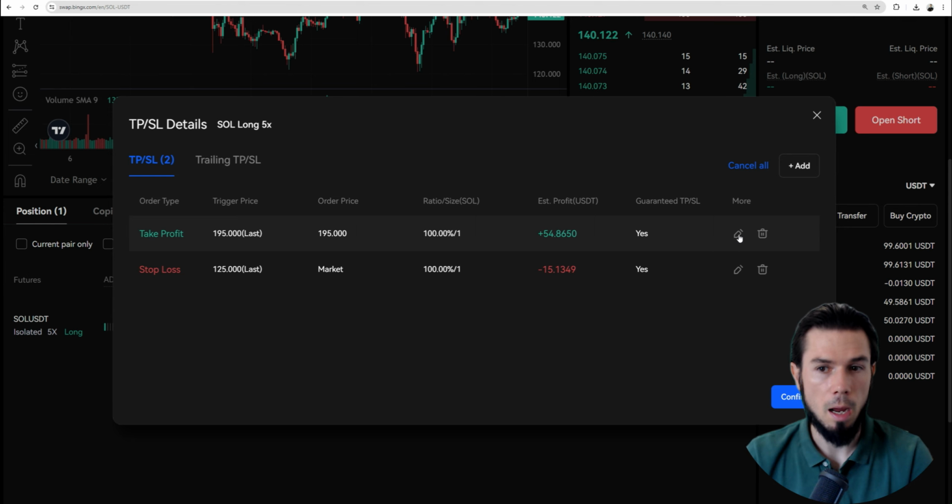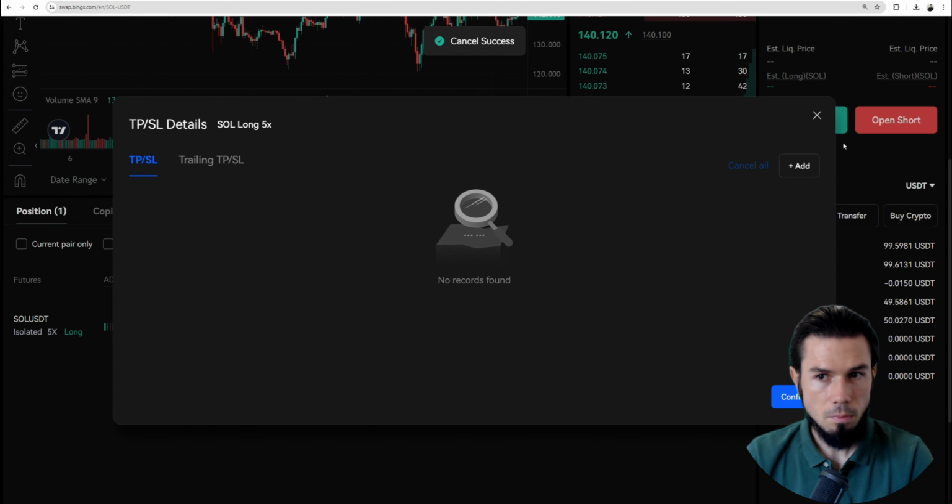You can edit by clicking on this little pen. You can delete by clicking on the recycle bin, right? So you can pretty much enjoy playing around with that, or simply just cancel all of them like that. Confirm, and you're good to go.